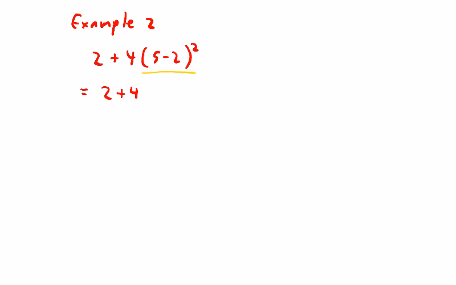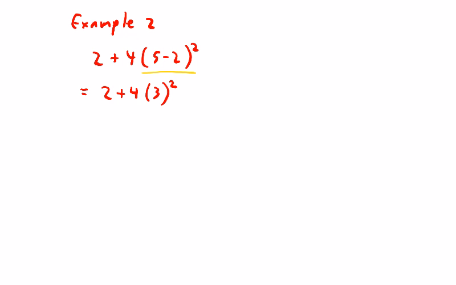So, example 2. Let us consider 2 plus 4 times the quantity 5 minus 2 squared. So the first thing we have to do is look at parentheses. So our first step would be to analyze what's inside of there. So 5 minus 2 is 3. So I will rewrite what is in parentheses. I will leave it in parentheses and rewrite it that way. So 5 minus 2 simplifies to 3.